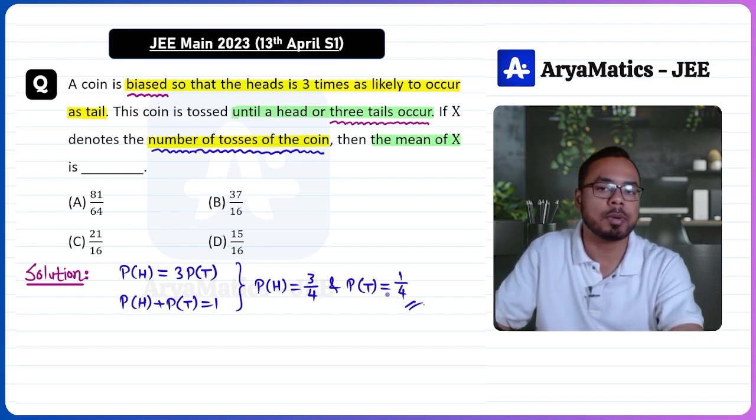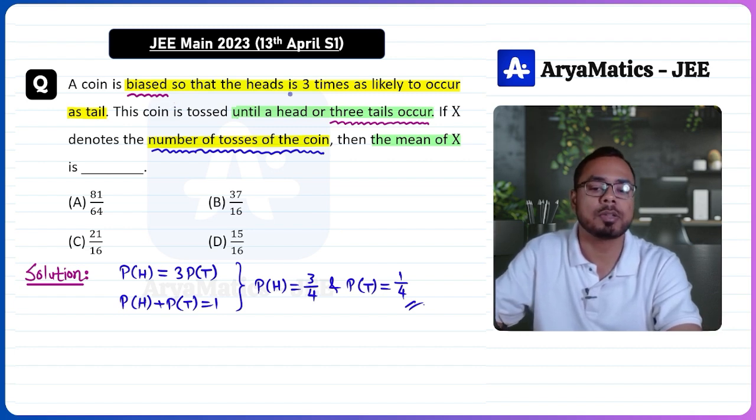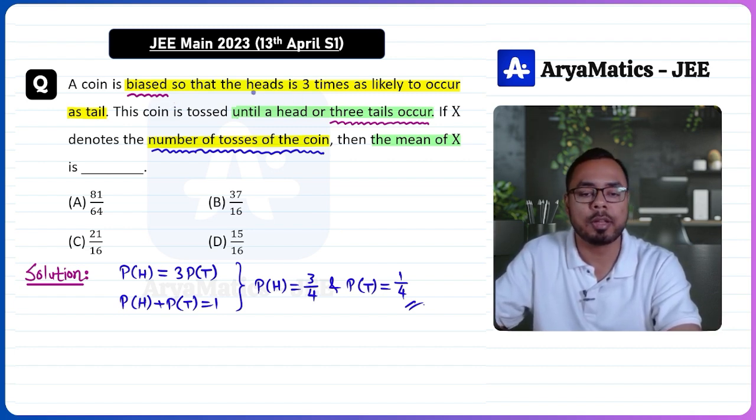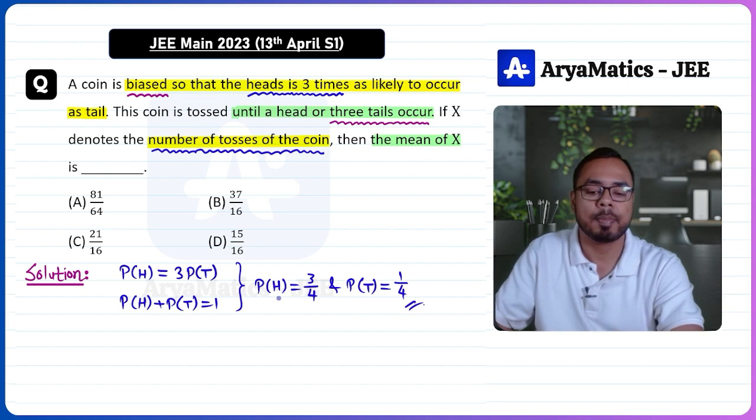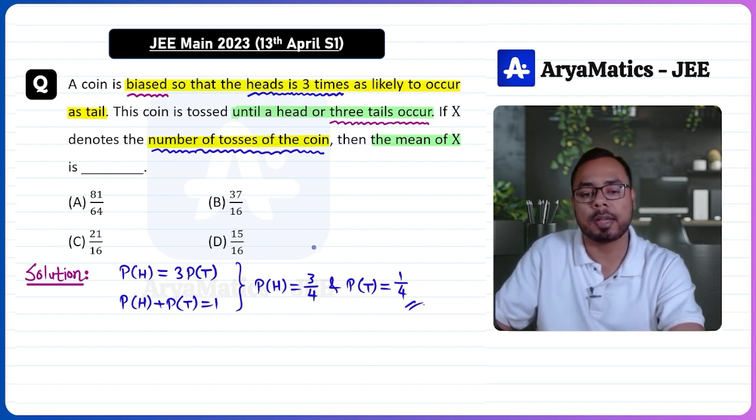If we have an unbiased coin, then the probability of head and tail is the same. If we have a biased coin, then it will be mentioned what the probability of head and tail is, or some other information will be given. From there you can find the probability of head and tail. So these are the probabilities of getting head and tail.